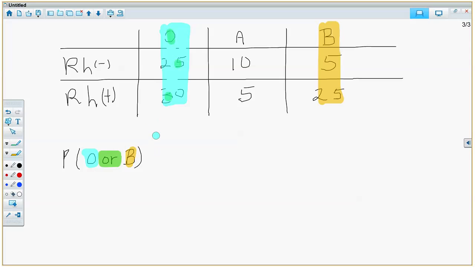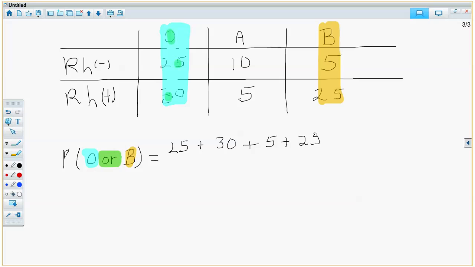All right. Now what do we do? Well, where's the overlap? We've got to subtract the overlap. Is there an overlap? Do the colors overlap? No. Then you just add everything. 25 plus 30 plus 5 plus 25.